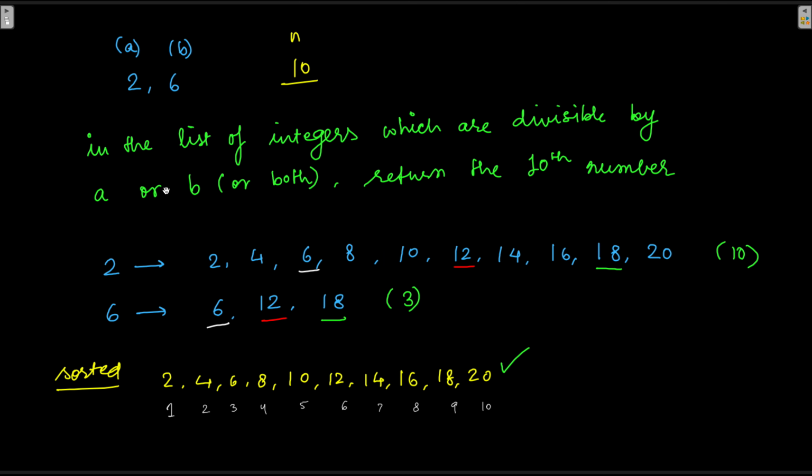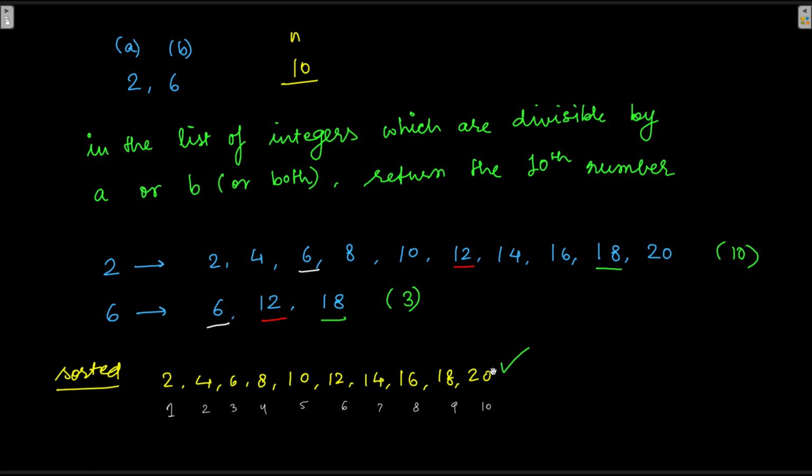Now, what the question asks is that we need to find the 10th number of the list that we get by merging these two lists. So this is the list that comes as a merger of these two lists in sorted order, and then we count 10 numbers in this list, and that is going to be 20. So 20 is our answer here.